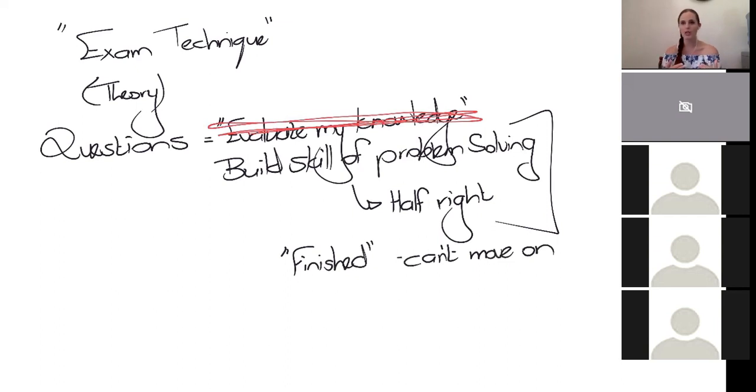We can't move on when time is up. We can't leave something alone. We can't stop studying theory because we're not finished. So finished is really important for us. And being right is absolutely crucial for us. We've got to be right.